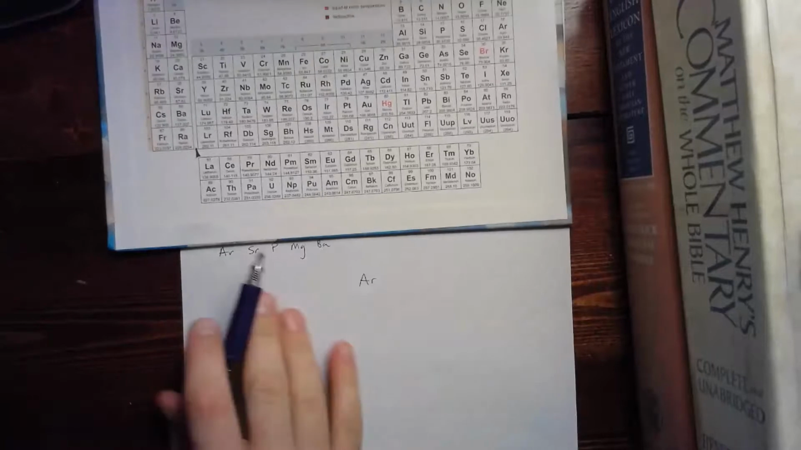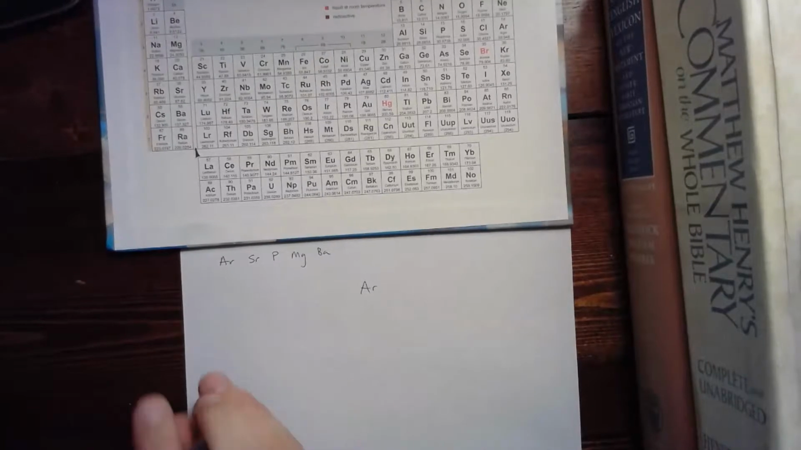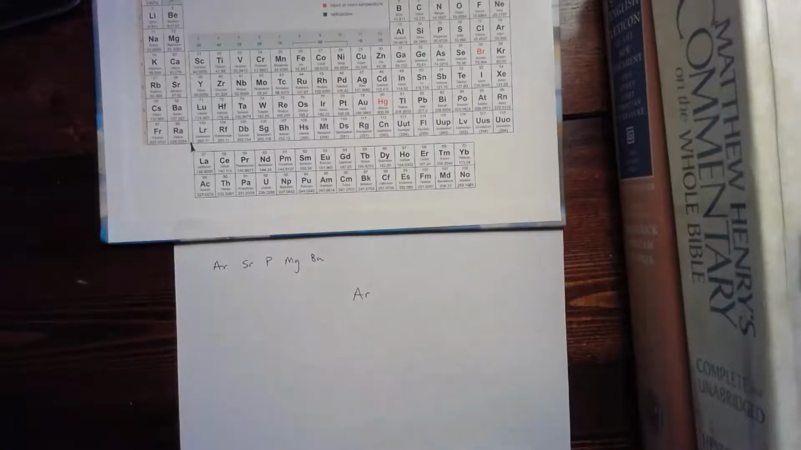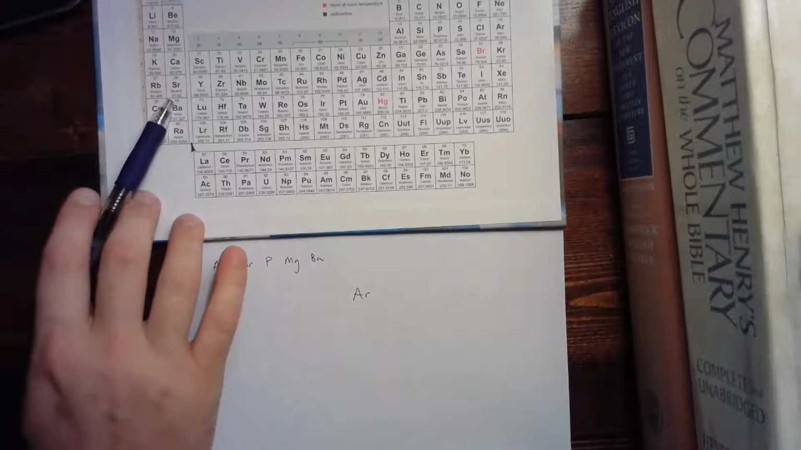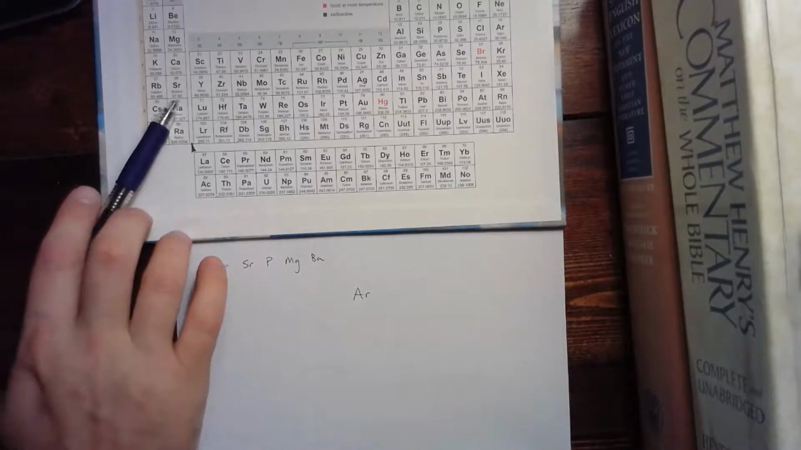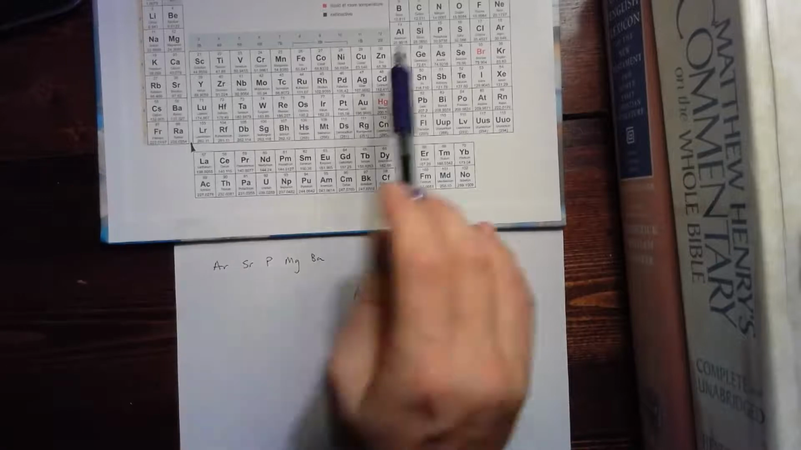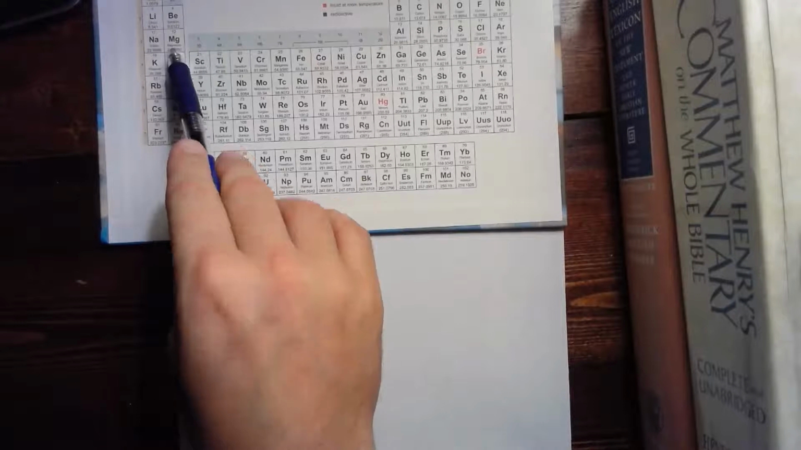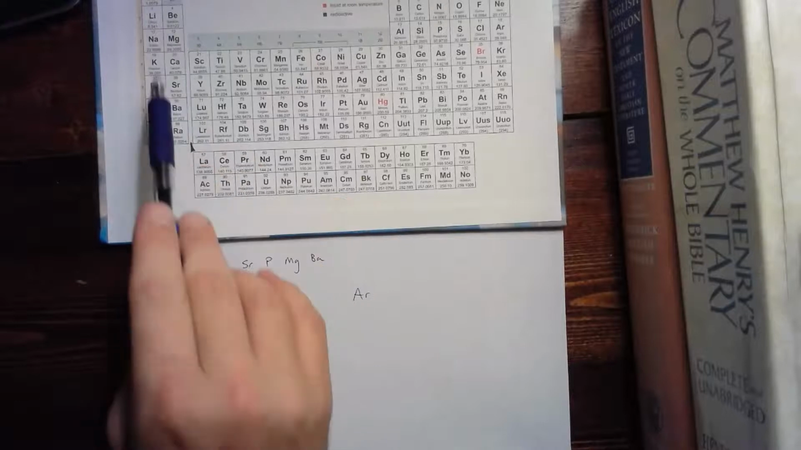Okay, so we have Sr. I don't even know where that is. There it is. All right, strontium. Then we've got phosphorus, magnesium, and barium.